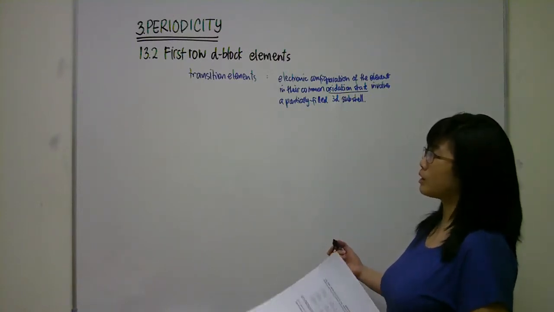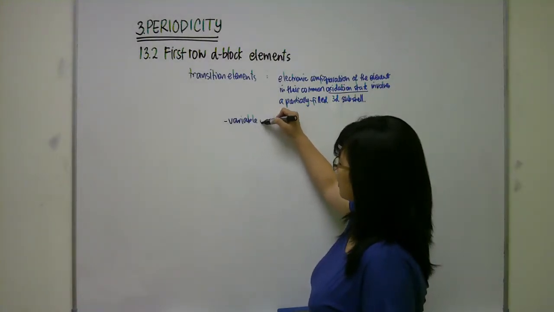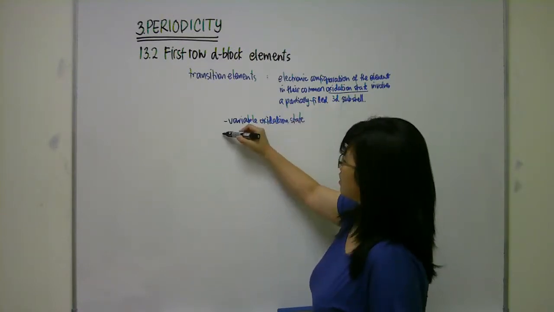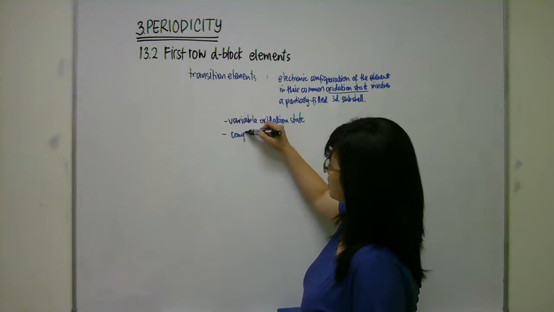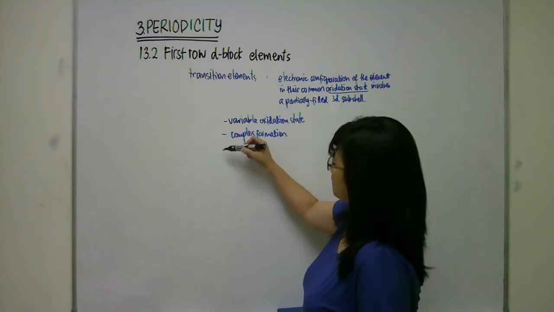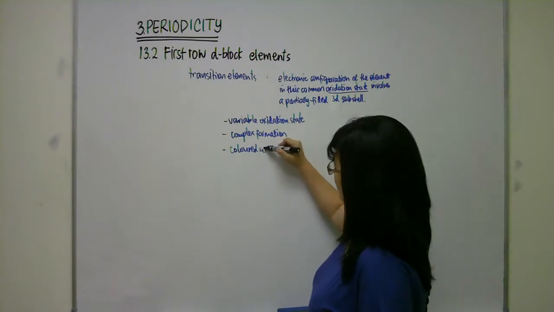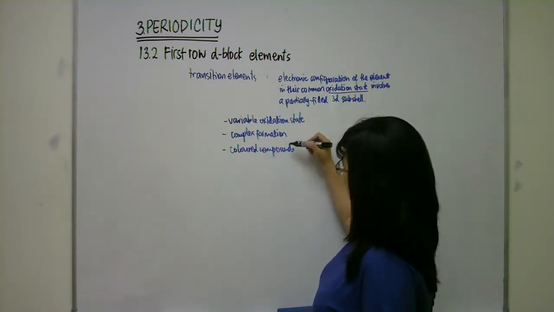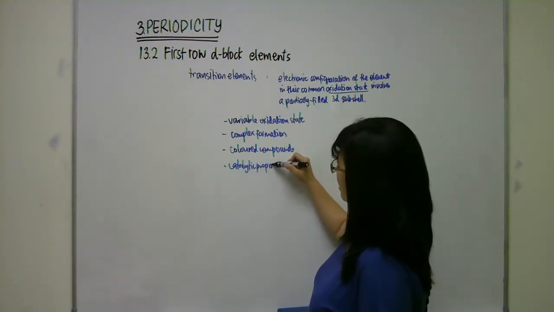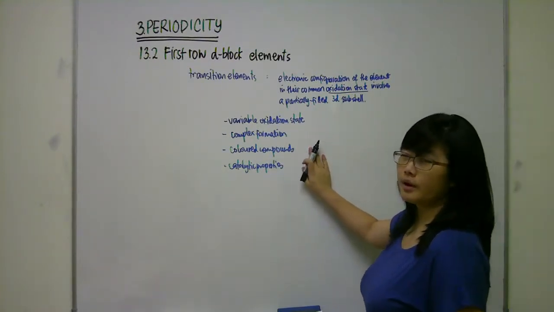Then you can talk about the 4 characteristics of transition elements, which are variable oxidation state, okay, complex formation, colored compounds, and catalytic property. Meaning that the transition elements will be exhibiting these 4 characteristics.